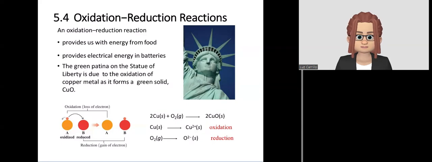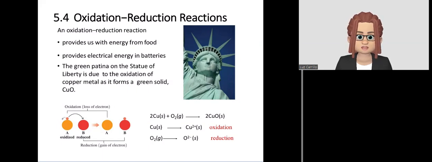So anytime a substance, or an element for that matter, in the reactants undergoes oxidation, it means that it's going to be losing electrons. Copper undergoes oxidation because if it loses electrons, then it's going to become more positive. You could see it in the charge, but you could also see it in the oxidation number that it has in the product.